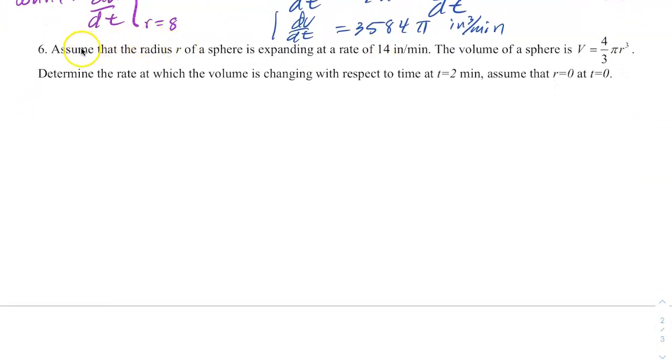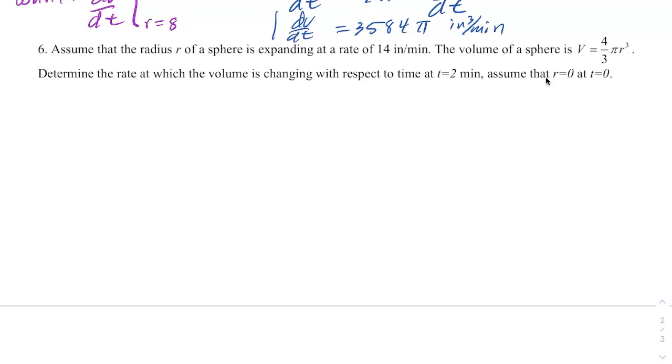Okay. 6. Assume that the radius of a sphere is expanded at a rate of 14 inches per minute. So we're doing another sphere problem. The volume of the sphere is given by this. Yeah, we know that. Determine the rate at which the volume is changing with respect to time at t equals 2 minutes. Assume that r equals r at t equals 0. So kind of the same concept we did a little earlier.